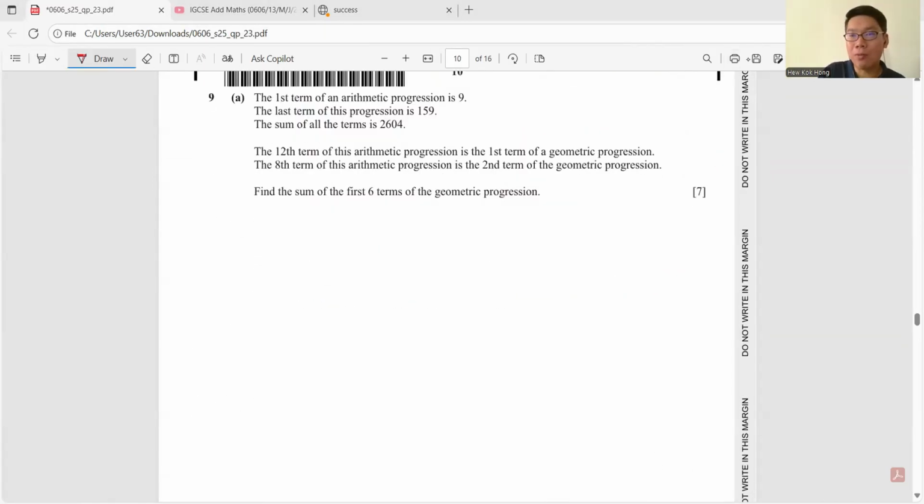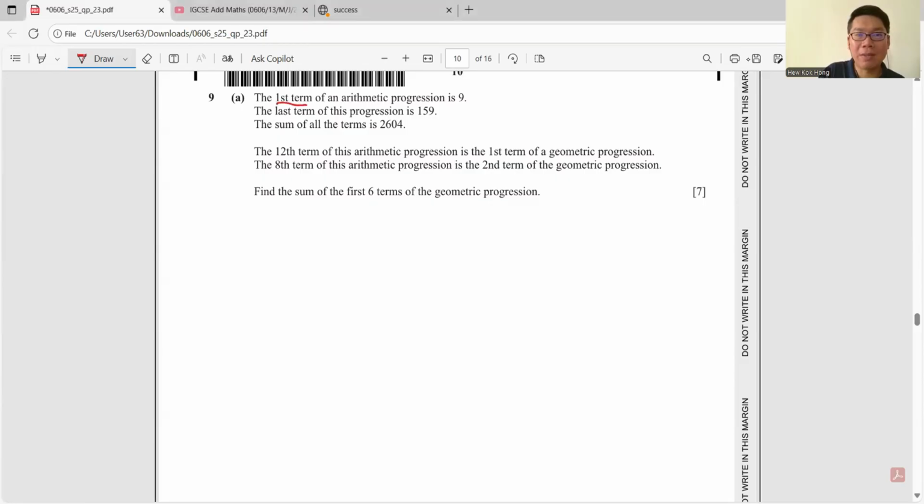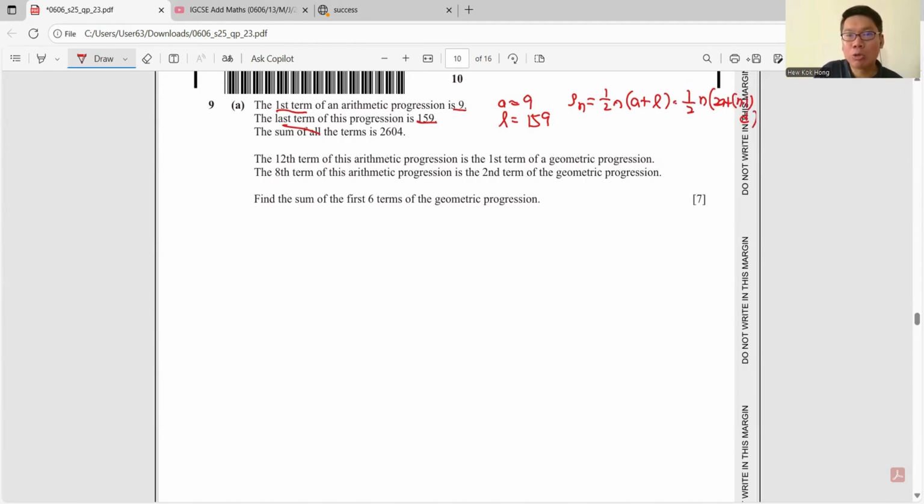Question number 9, arithmetic progression, geometric progression question. They say the first term of AP is 9. Last term is 159. This question is special because this is the first time they force you to use the last term formula, which in front you see this equation. Usually I will directly skip this and use this equation, right? But this question, they do not give you d, they give you l. So that's why we use this equation.